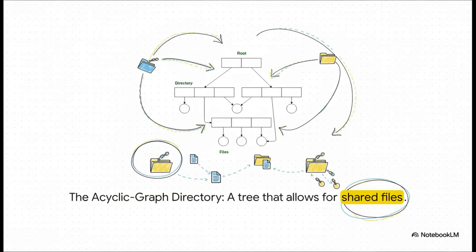So how do we finally solve that sharing problem? We do it with something called an acyclic graph directory. Just think of it as a tree structure with a superpower. It allows for links. This means a single file or folder can appear to be in multiple places at once. It's not a copy. It's a shared link back to the one original file. This is the magic behind shortcuts on your desktop.